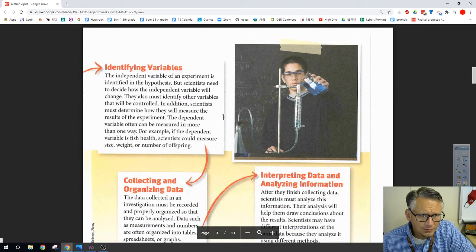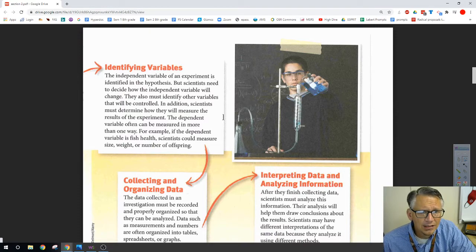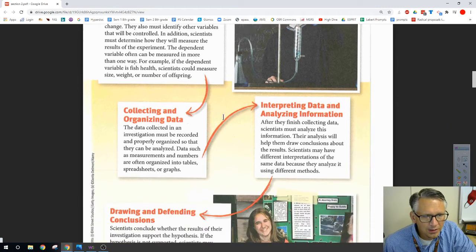Identifying variables. The independent variable of an experiment is identified in the hypothesis, but scientists need to decide how the independent variable will change. They also must identify other variables that will be controlled. In addition, scientists must determine how they will measure the results of the experiment. The dependent variable often can be measured in more than one way. For example, if the dependent variable is fish health, scientists could measure the size, weight, or number of offspring.